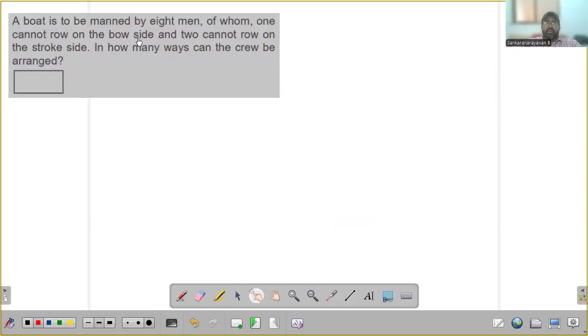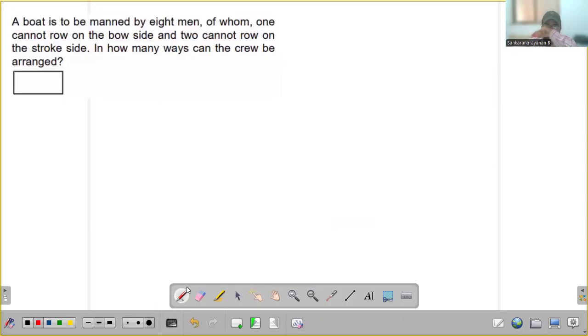Here we go. Have a look at this question. A boat is to be manned by 8 men, of whom one cannot row on the bow side and 2 cannot row on the stroke side. How many ways can the crew be arranged?